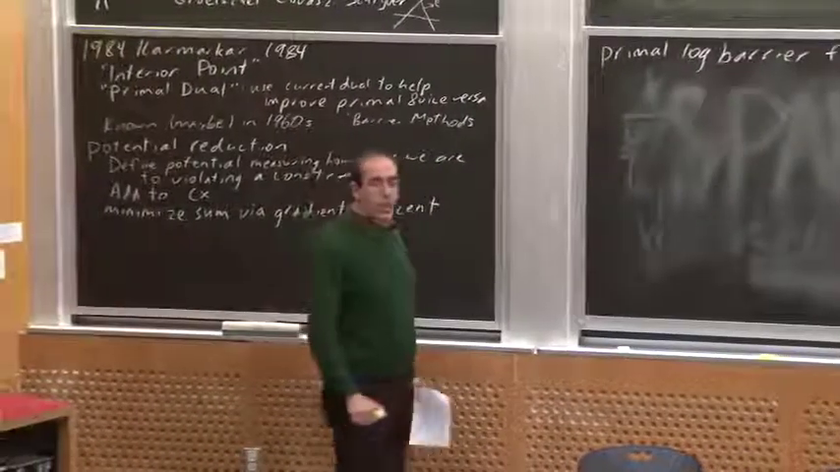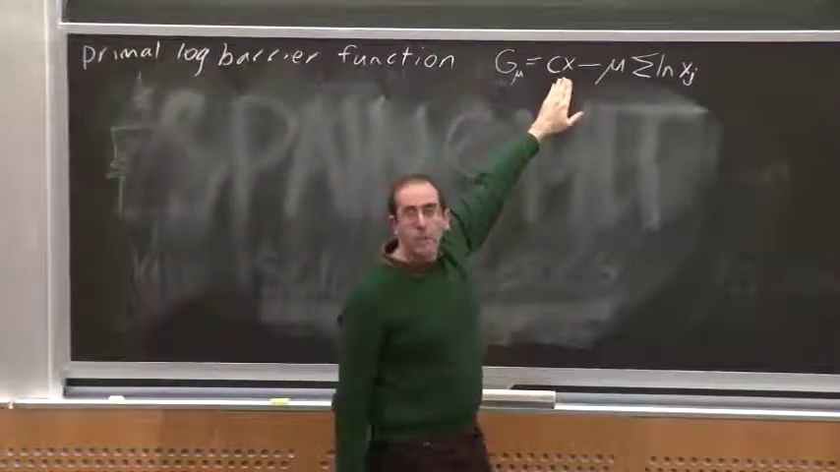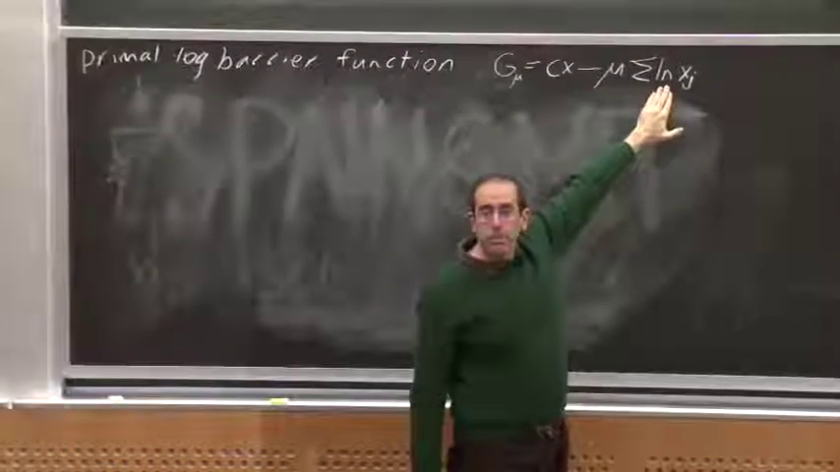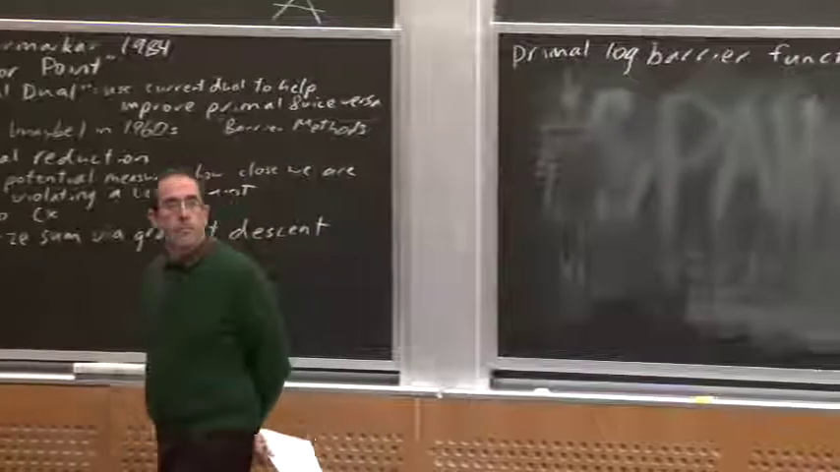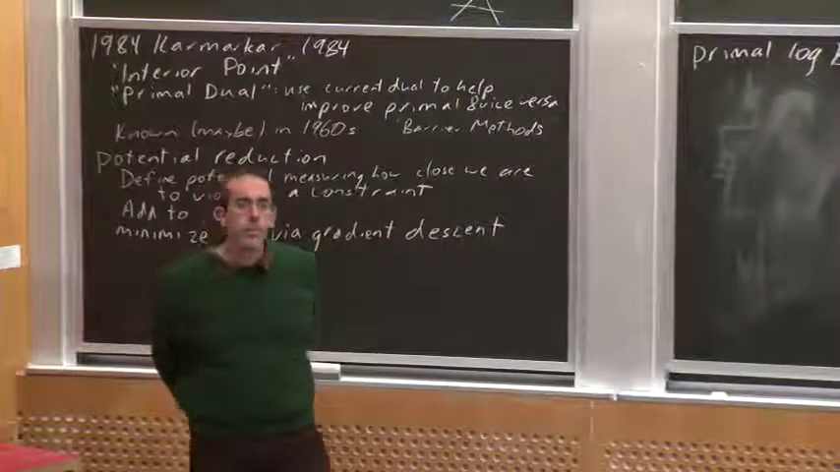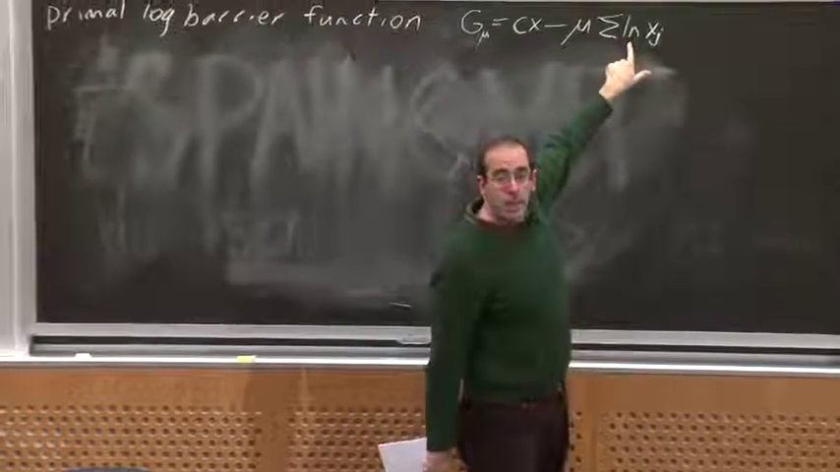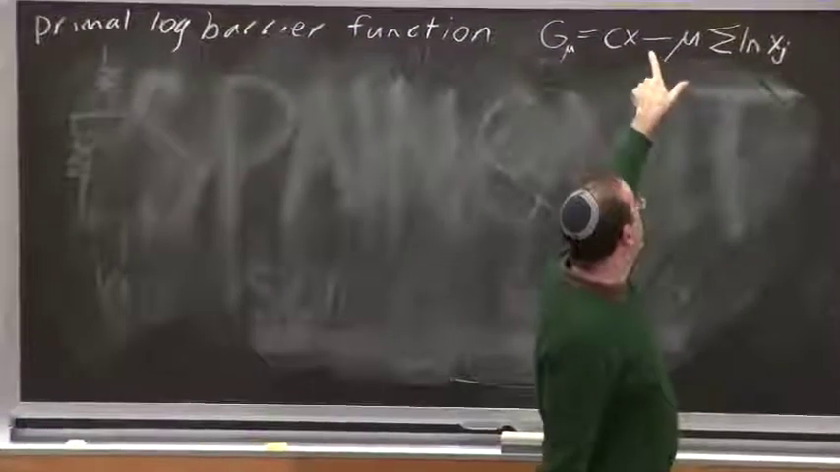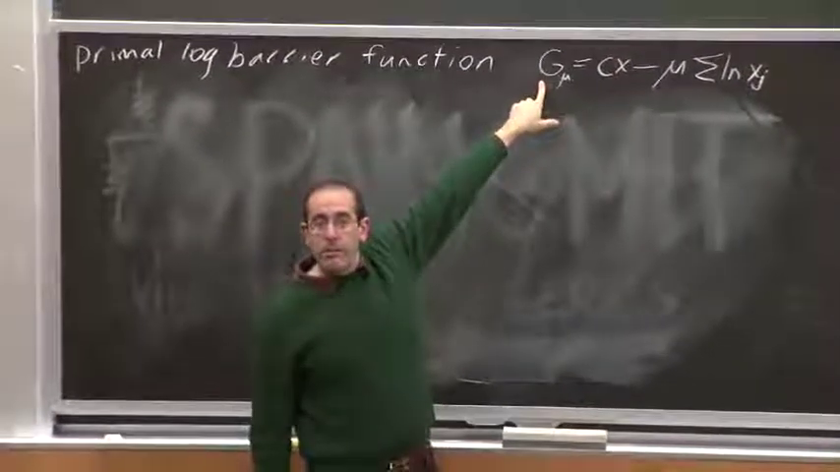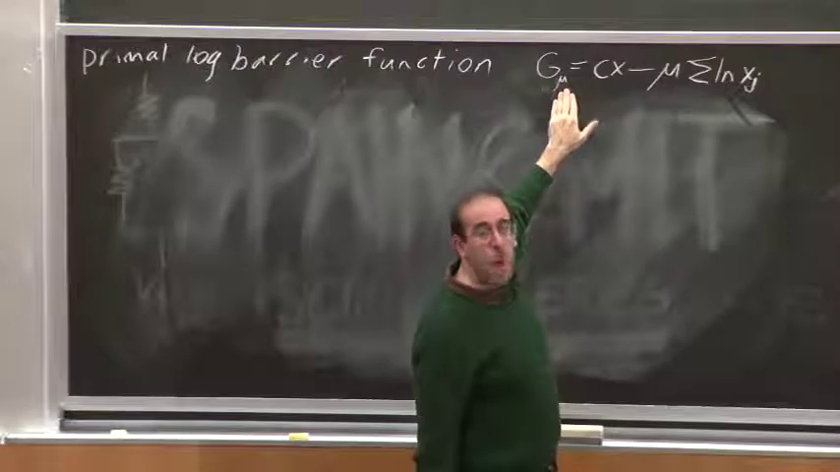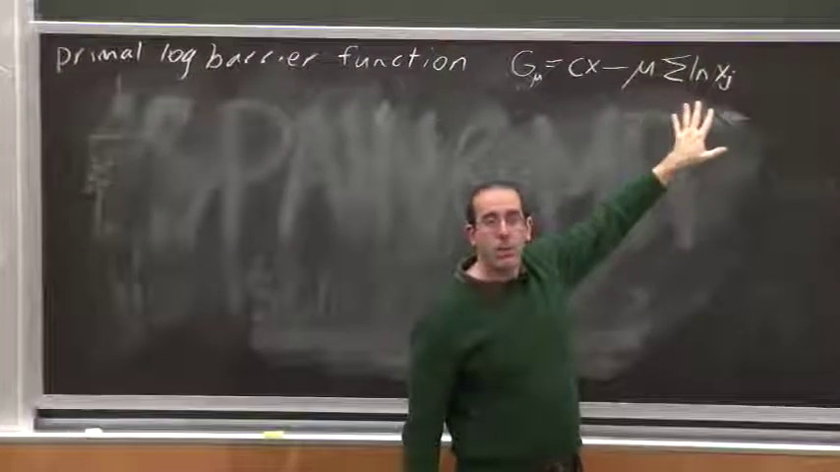So why is this a good potential function to use? Well, if we minimize g sub mu, then clearly we're trying to minimize cx. But what does this term cause to happen? Exactly, right? So when xj is 1, this is contributing nothing. But then as xj drops below 1 and starts heading towards 0, minus mu log xj blows up to positive infinity. And so your potential function blows up to positive infinity. So your potential function is not going to be minimized at any xj equal to 0. Instead, you can see this as kind of forcing all of the xj's to stay away from 0.